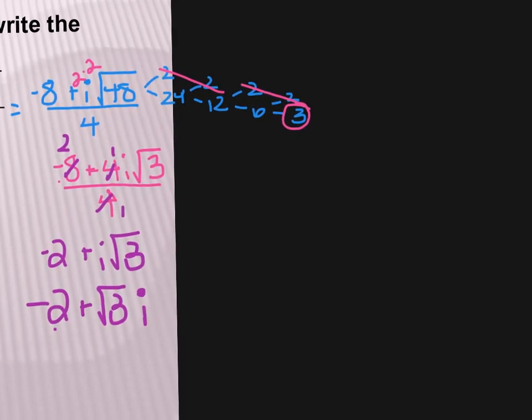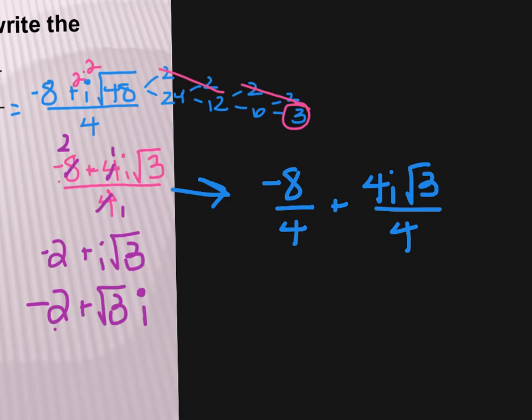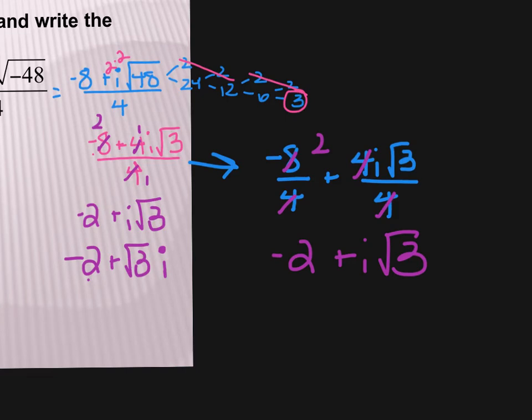If you split it first, then I would get negative 8 over 4 plus 4i root 3 over 4. And then the 4 goes into 8 2 times. These 4 cancel, and I still get negative 2 plus i root 3. So either way, you end up with the same answer, whichever one you get is fine.